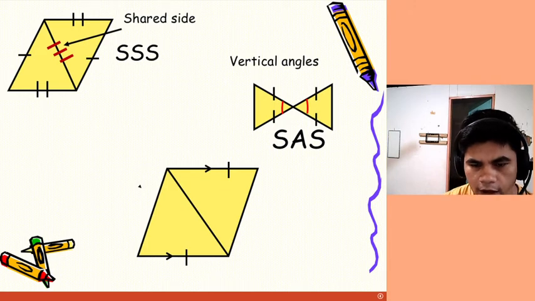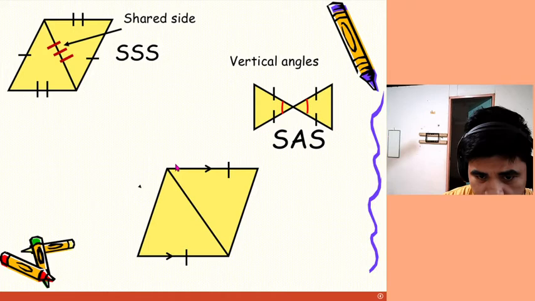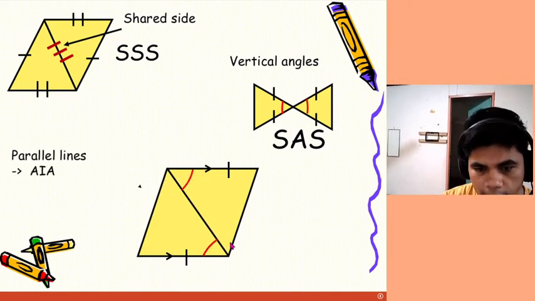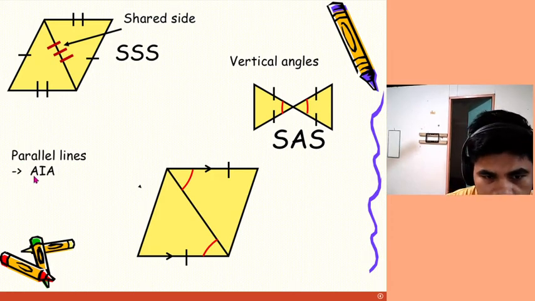Alternate interior angles are congruent. So when we say alternate, for example, this angle here is congruent with this angle. This angle here is congruent with this angle. That is alternate interior angles. We have AIA, alternate interior angles.